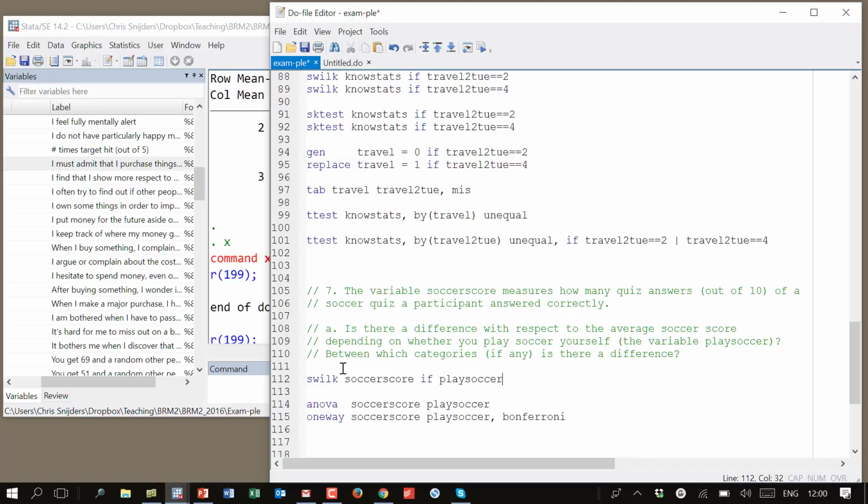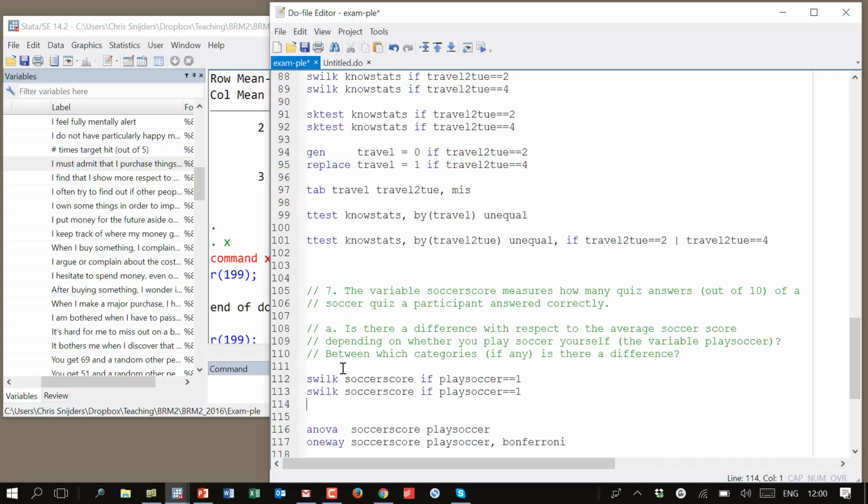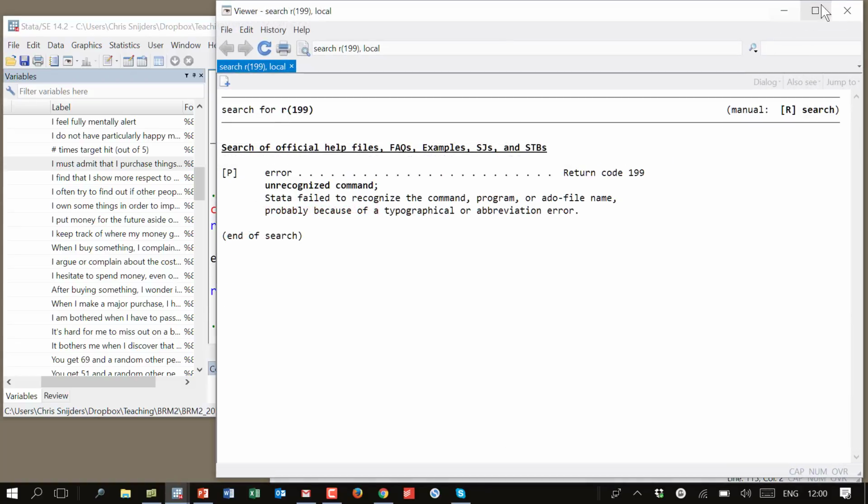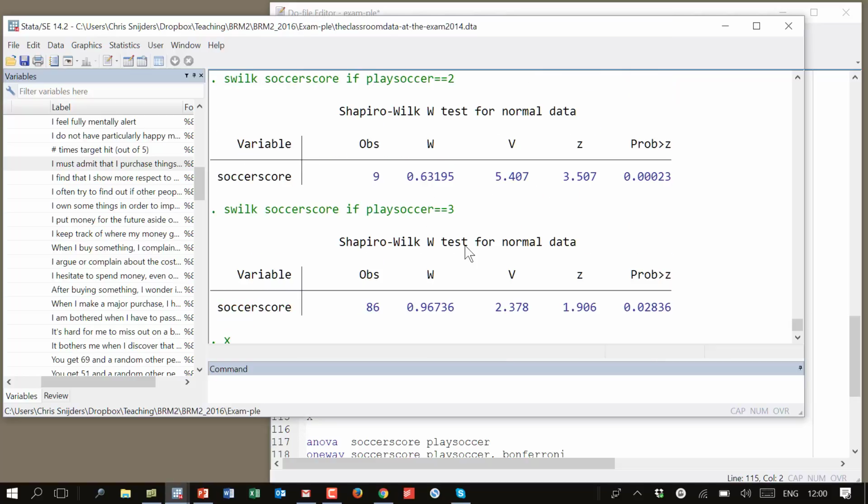Play soccer 1, 2, 3. Let's have a look first. If this already doesn't work, then there's no need to do the other ones. Oh, okay. So clearly this is violated here, yeah? Yeah, so only with regression you test the assumptions after you run the test? No. Normally you always test them before.